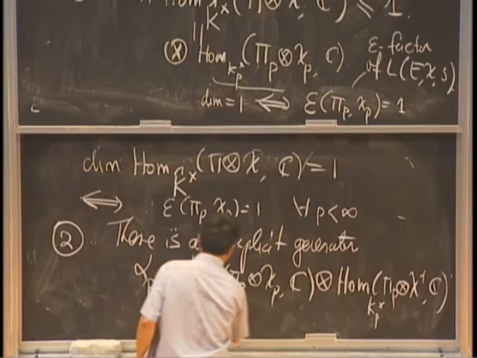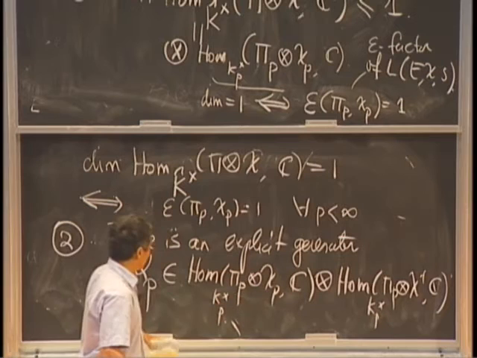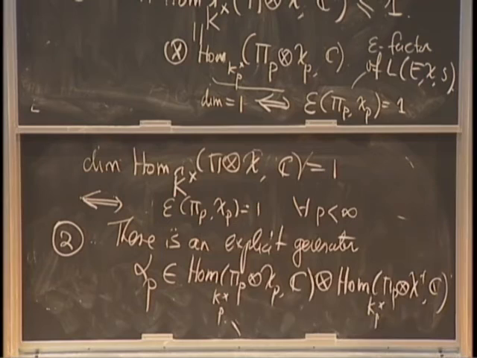And this generates, no matter what, at most one dimension. If the dimension is zero, this generates zero. Otherwise, this generator is always, in any case, given by the following obvious formula, alpha p of f1, f2. Oh, I completely forgot about that.